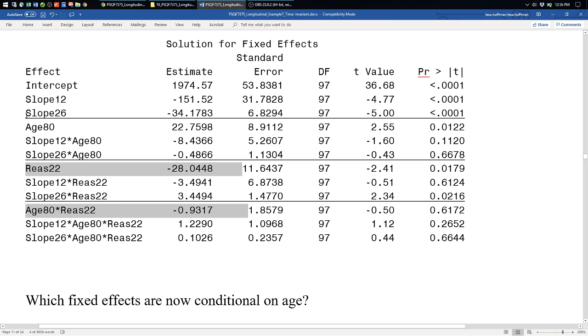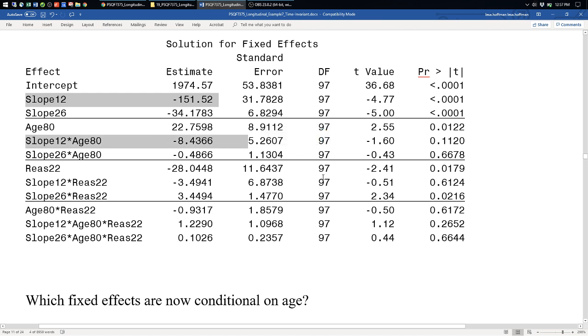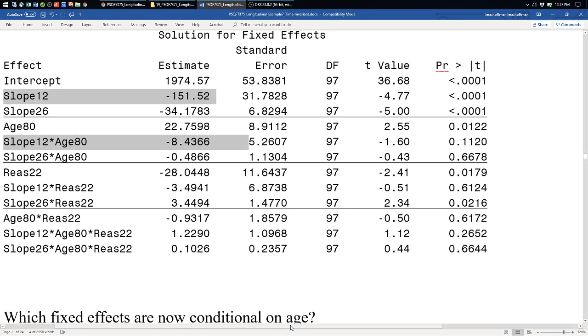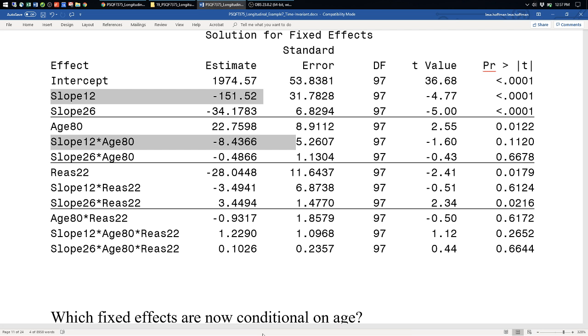Let's do slope 1, 2. That's slope 1, 2 for an 80-year-old of average reasoning. What happens to it in older people? Can you see the signs? Yeah, make it bigger. What happens to the slope 1, 2 in older people? More negative. So older people decline more quickly.